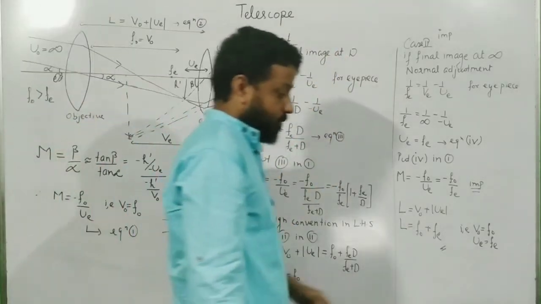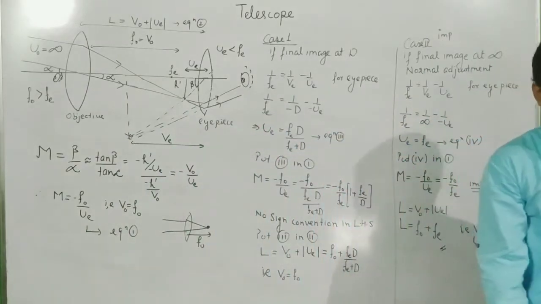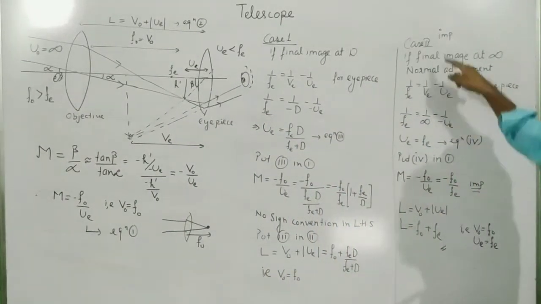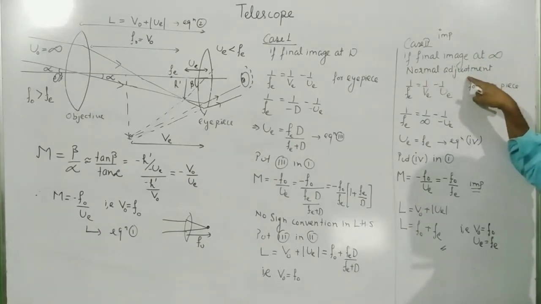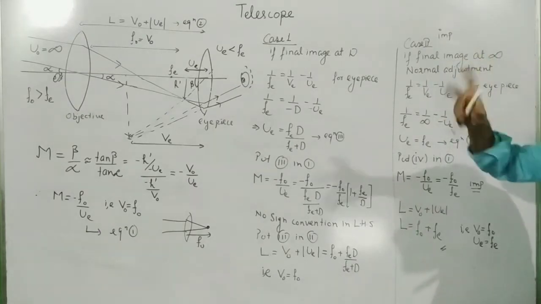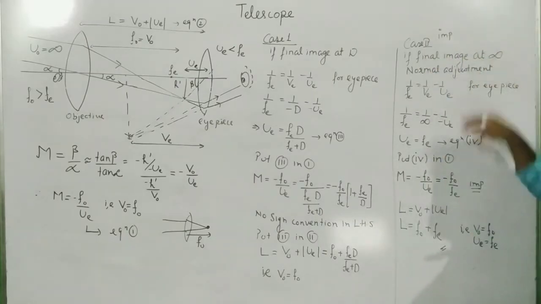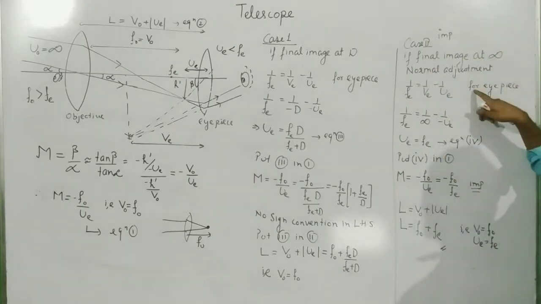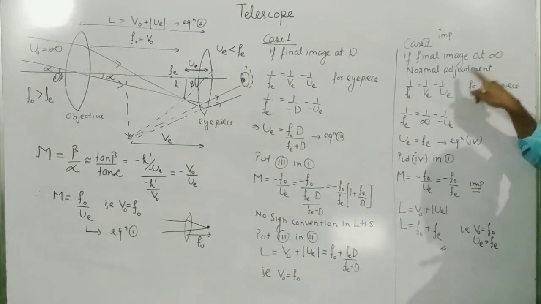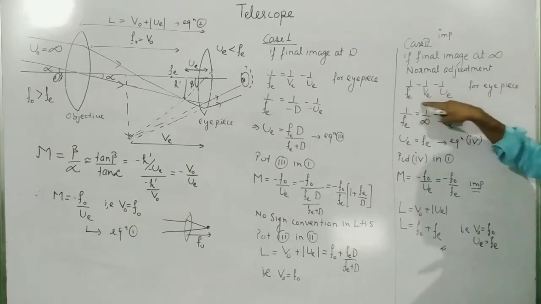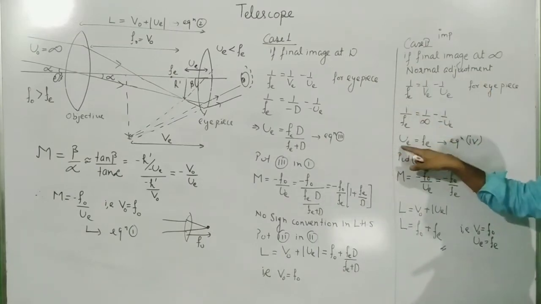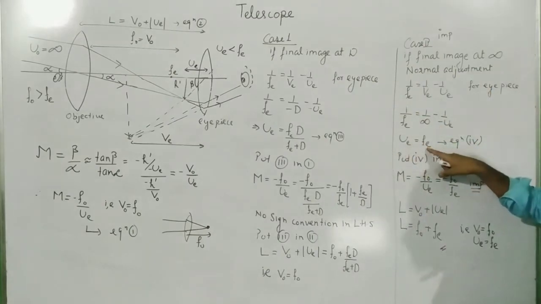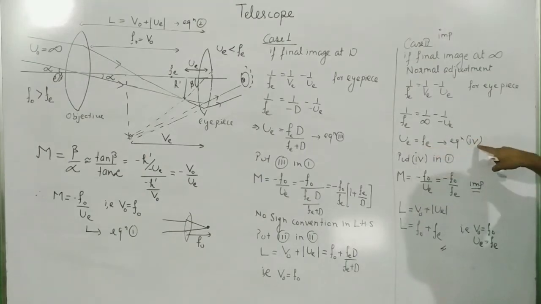Case 2 is more important because the majority of the questions are asked from case 2. In case 2, the final image is at infinity. This is also known as normal adjustment. Normally we adjust the telescope for this view only. So here we imagine that the final image is formed at infinity. For the eyepiece, when we write the lens equation, I put the value of VE as infinity, and UE is negative, so you will get UE equals FE. That is my equation 4.